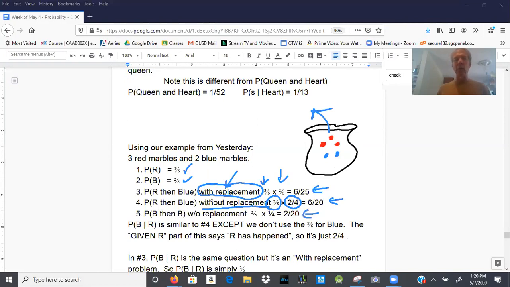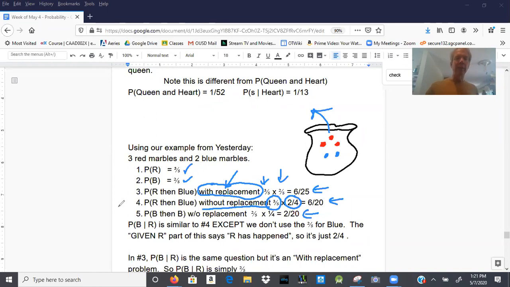And so once again, when we do it without replacement, these are called dependent events, because the second event depends on what happens in the first one. So it's a good name, whereas red then blue with replacement, they're independent. It's just as likely for me to pull a blue as a red every time I pull a marble out, as long as I'm always putting the marbles back in.